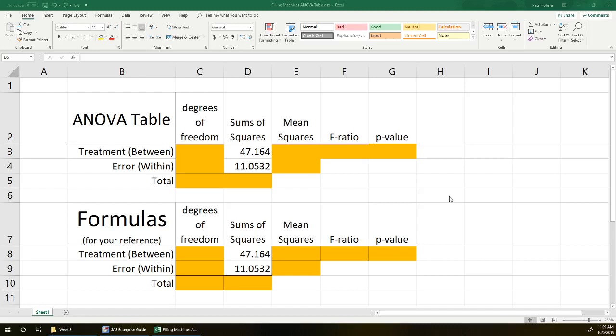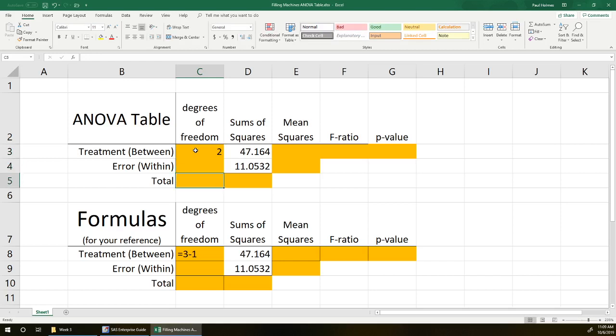Let's fill out our analysis of variance table in Excel. We'll start over here with our degrees of freedom. We have three groups. So our degrees of freedom for treatment, or our between degrees of freedom, is our number of groups minus 1. So that gives us 3 groups minus 1 for 2 degrees of freedom.